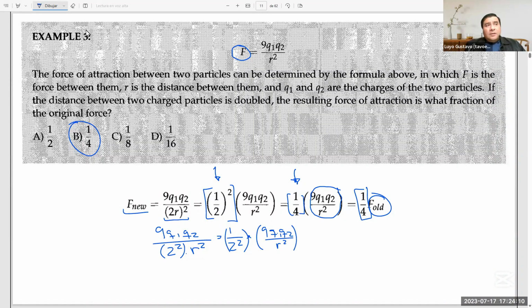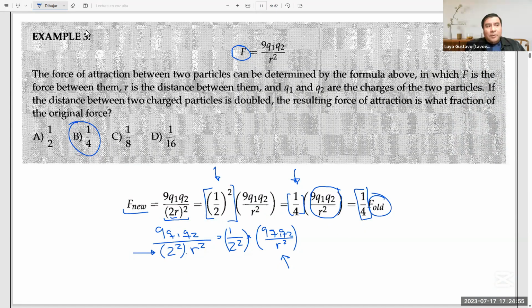Okay, do you understand why we place 2r in the position of the new distance, right? Because it says that the original distance has been doubled. What happens when you square 2 times r? It's actually 2 squared times r squared, because 2r means the product of 2 and r. So that's 2 squared times r squared. But what I'm doing here is taking out the 2 squared as a factor that multiplies the whole expression in brackets. Okay?